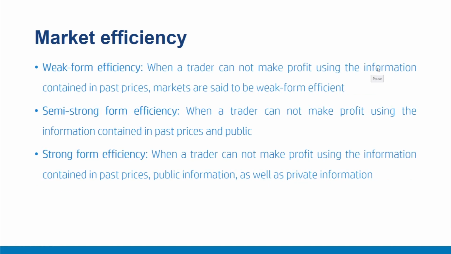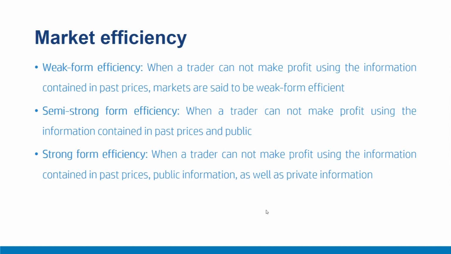In financial markets, we define three kinds of efficiency. One is the weak form of efficiency, when a trader cannot make profit using information contained in past prices. Then the market is said to be weak form efficient. Any kind of trading strategy that is based upon past trading information such as price and volume should not be profitable, then only the market is said to be weak form efficient.